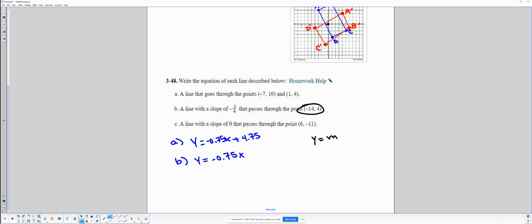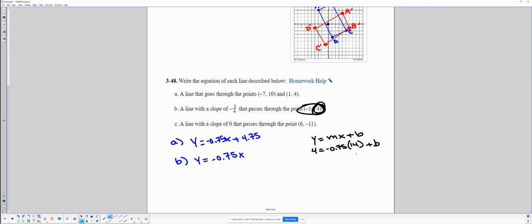Y equals mx plus b. And the m I already know is going to be negative 0.75. The x is going to be the 14, if I'm using this right here. So it's going to be times 14. The y is going to be the 4. So I'm going to put 4 right here. So 4 equals negative 0.75 times 14 plus b.